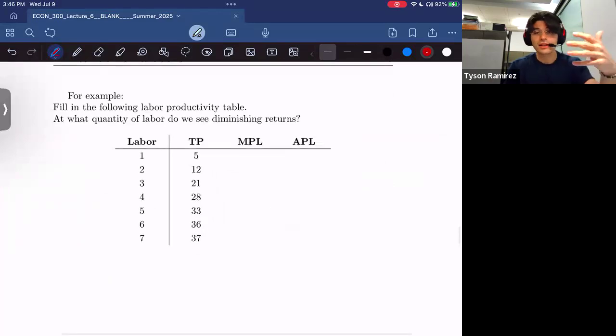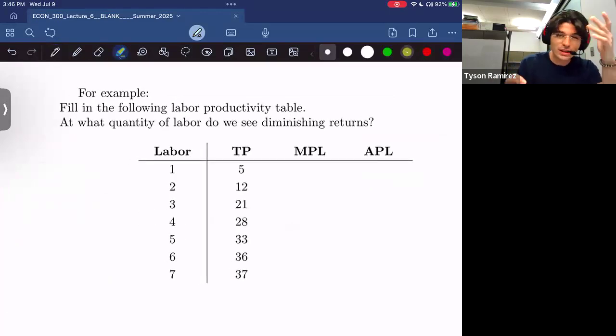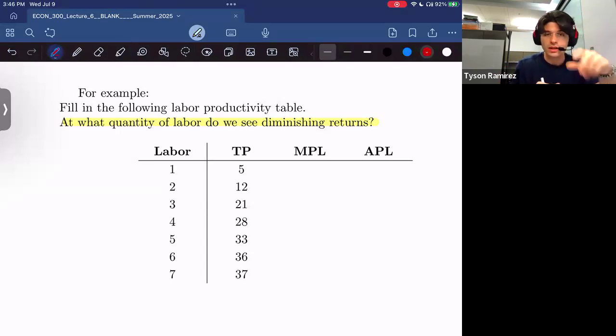So just to get us comfortable with this, let's fill in this following labor productivity table. And not only do I want us to fill in these numbers, because I know this seems a bit simple, but I also want to note at what quantity of labor do we see diminishing returns? All right, diminishing returns to labor. Take a few seconds, fill this in, pause the video, and then we'll resume.